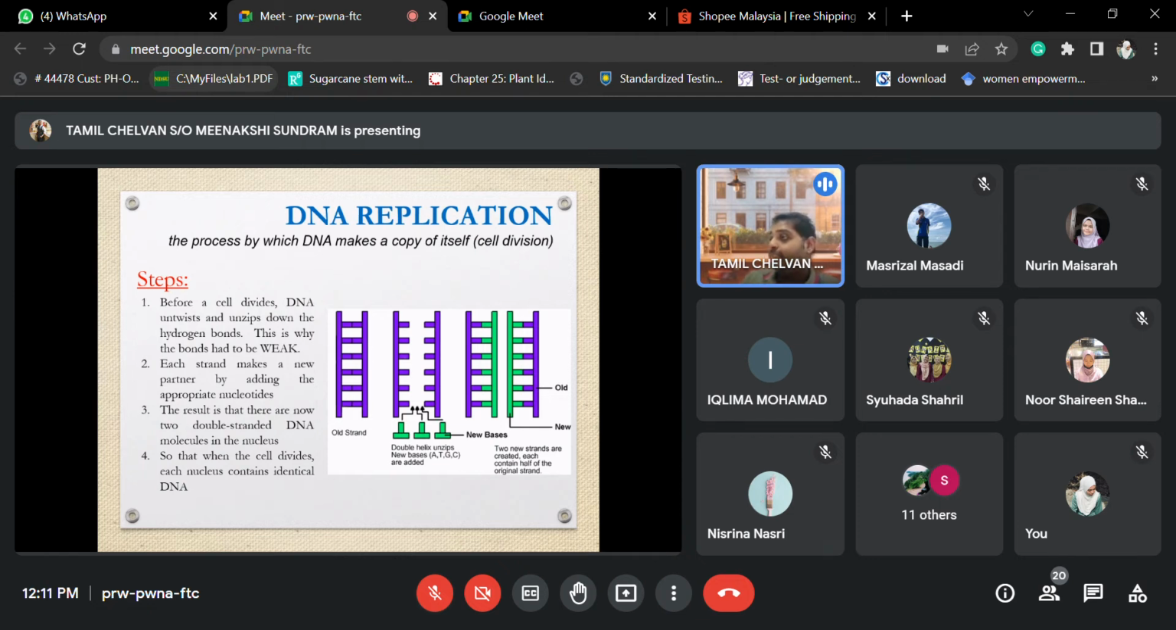Before a cell divides, DNA untwist and unzip down the hydrogen bond. This is why the bonds had to be weak. So the bond is not very strong. Okay, dia ada dua hydrogen atau tiga hydrogen bond. So dia akan break open. These strands make a new partner by adding an appropriate nucleotide. So dia akan add lah. Kalau yang ni A, dia akan add T. Kalau yang ni C, dia akan add the pair will be a G. Macam tu lah. Dia akan add, dia akan form a new one. The result is that there are now two double-stranded DNA molecules and the cell division process will continue. Okay.